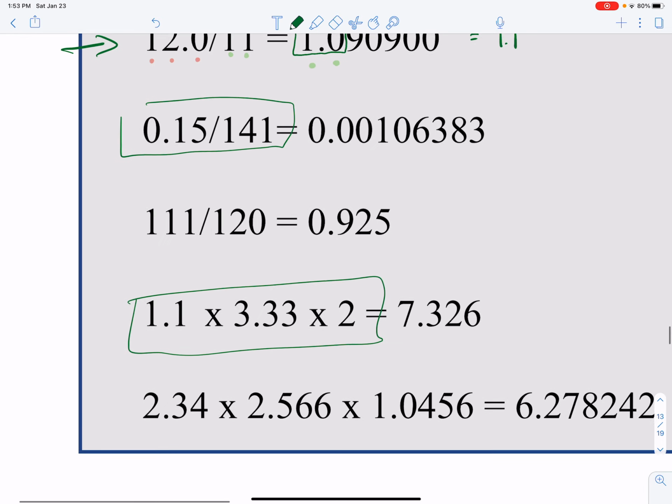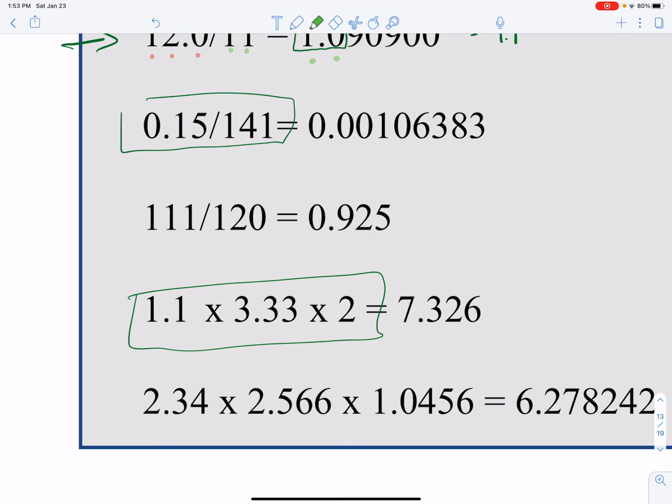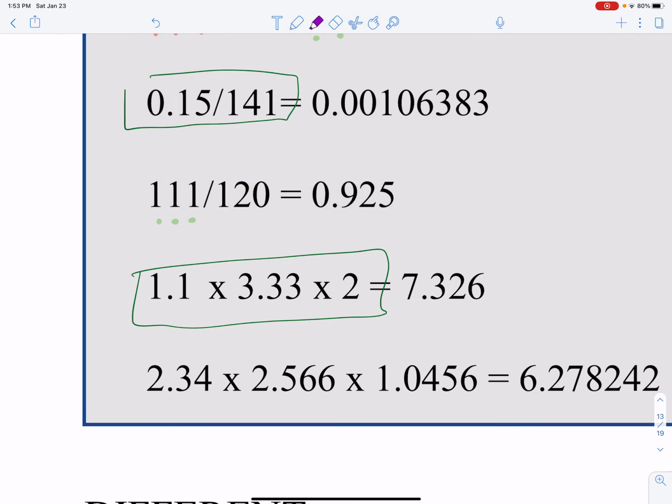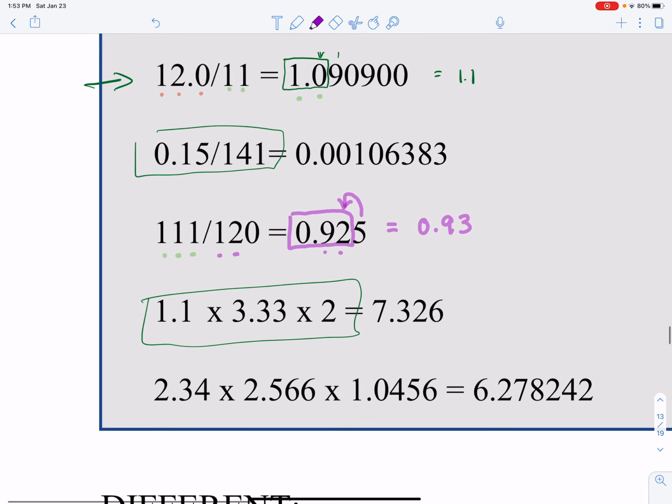I'm going to jump down over to here. So this has 1, 2, 3 sig figs. And this one has 1, 2 sig figs. So my answer needs to have 2 sig figs. I'm going to draw a box around it. And then I just look one number over and I try to decide if that's going to round him up. Yes, it does. So that number is going to be 0.93. So go ahead and do the other ones for class.